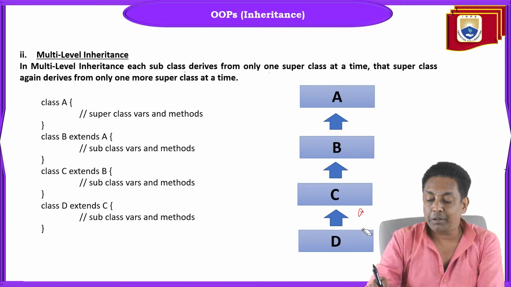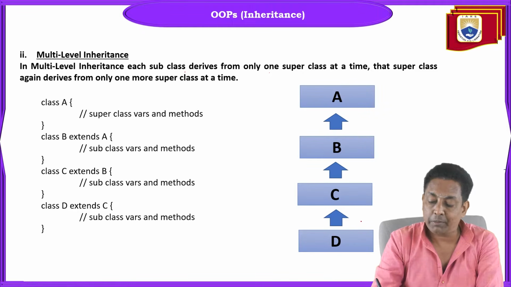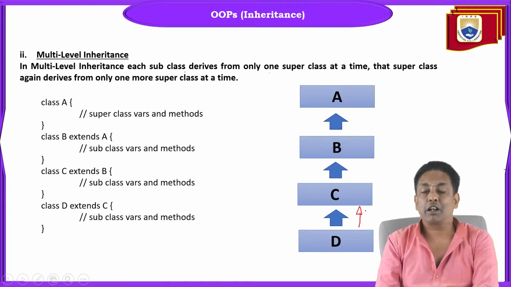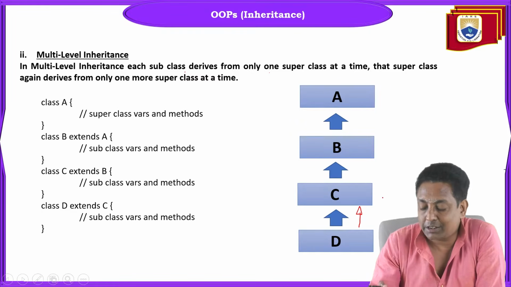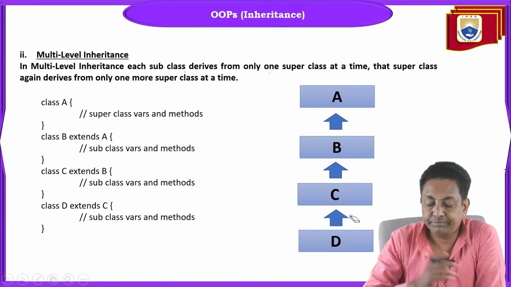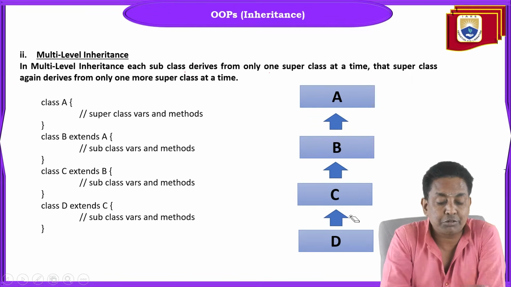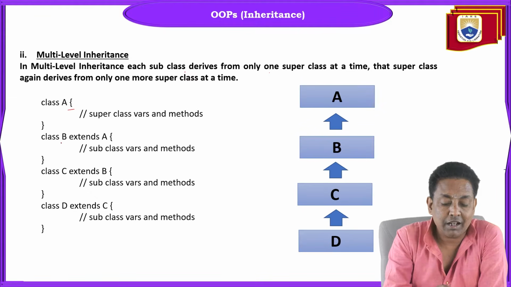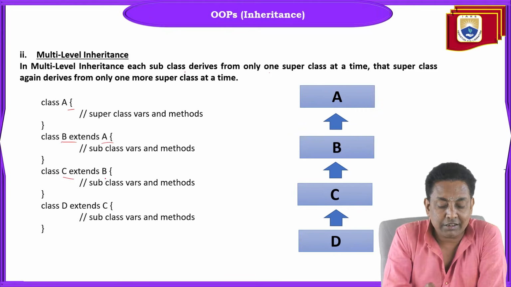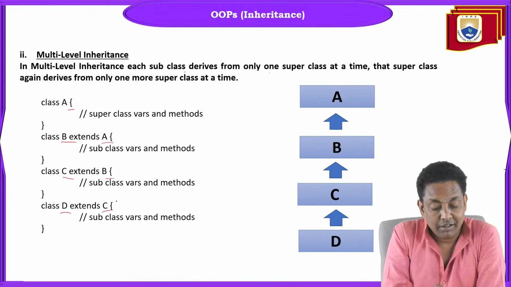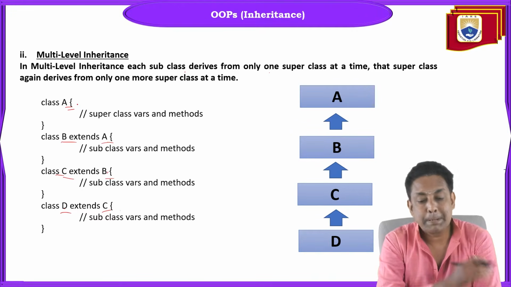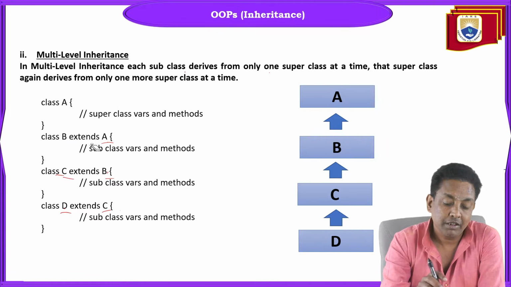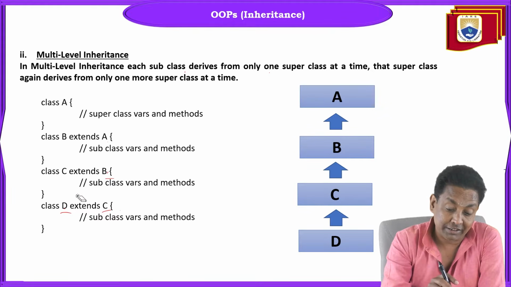In UML, we'll represent it like this. Actually, this is not the UML representation. A solid line with a hollow triangle tip pointing to the superclass is what is called the inheritance symbol. We call it extends. In Java, if you write the source code: class A, class B extends A, class C extends B, class D extends C. A's superclass is Object. This is multi-level inheritance.